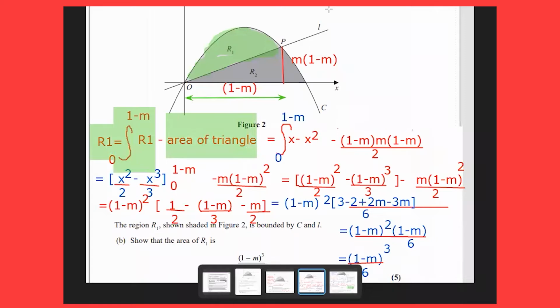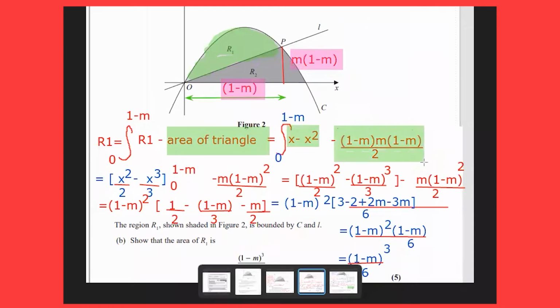Now what do I mean by the area under the curve? I integrate the expression for the curve, which is x minus x squared, minus the area of the triangle. Now the area of the triangle is half of base into height. The base is 1 minus m. The height is the y value of the line, which is y equals mx, so it's m into 1 minus m. So here I have the area of the triangle as 1 minus m into 1 minus m divided by 2.